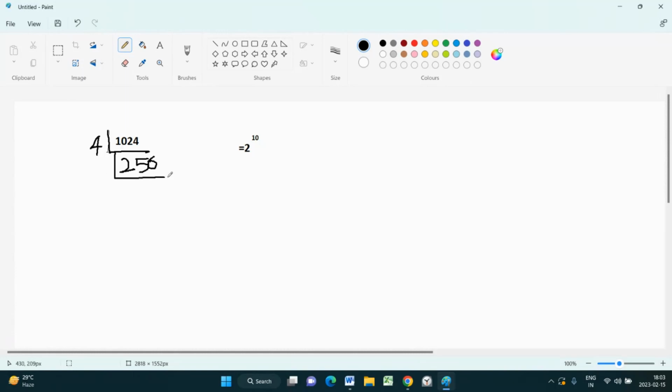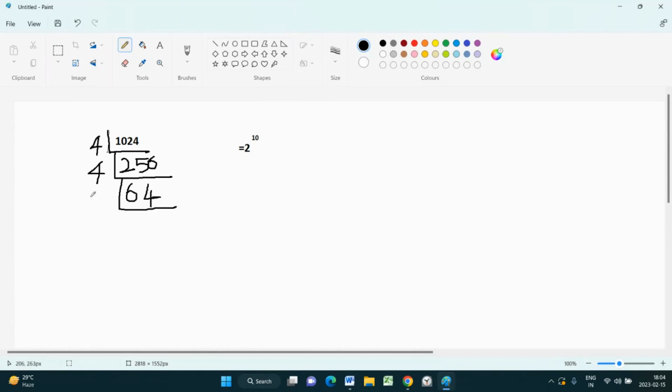256. I am dividing this again. I want to know if this can be divided by 4. Yes, it can again be divided by 4. 25. 6 4s are 24. So I am dividing this by 4. Another 16. 4 4s are 16. 64 into 4 is 256. 256 into 4 is 1024.